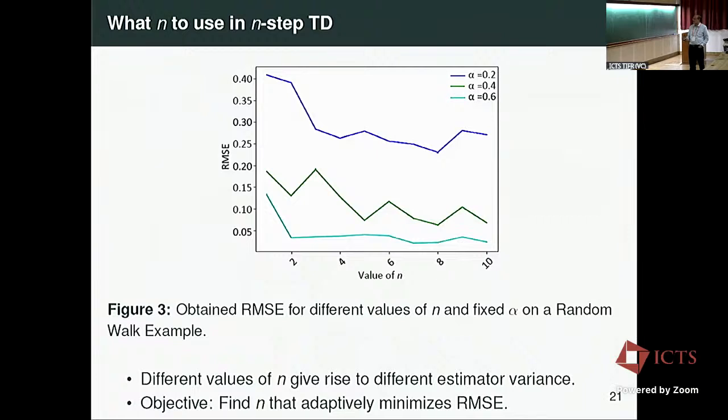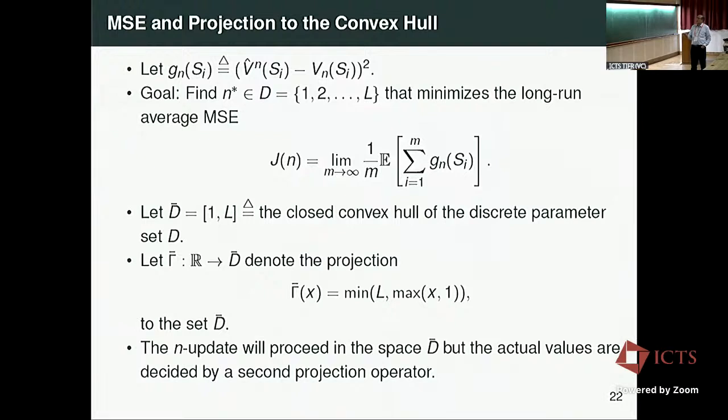So our objective is to figure out the n that would minimize this root mean squared error. Let's say this is the sample objective, Gn of Si, defined in this manner: the squared norm of the difference between V hat n of Si and V of Si. Then our objective is to figure out an n star that minimizes the long run average mean squared error. The values that n can take are typically 1, 2, up to L for some L. What we do is resort to a continuous stochastic optimization setting in the beginning, and then we project it to the discrete set.